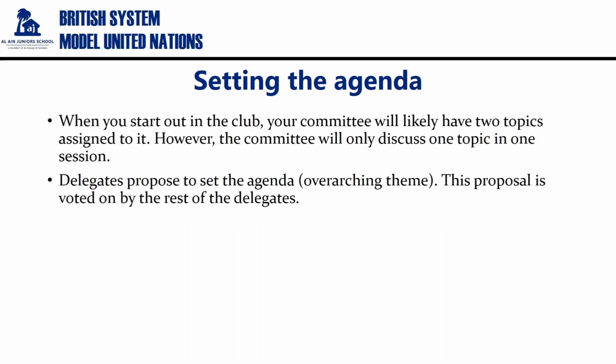In Model United Nations, each committee is generally assigned 2 topics. That said, in each session, only 1 topic will be discussed. Delegates propose to set the agenda at the beginning of the conference. They say the motion, and delegates vote whether to accept that motion or to reject it.